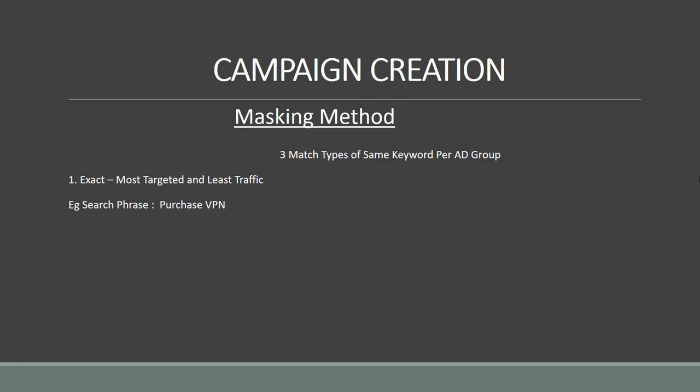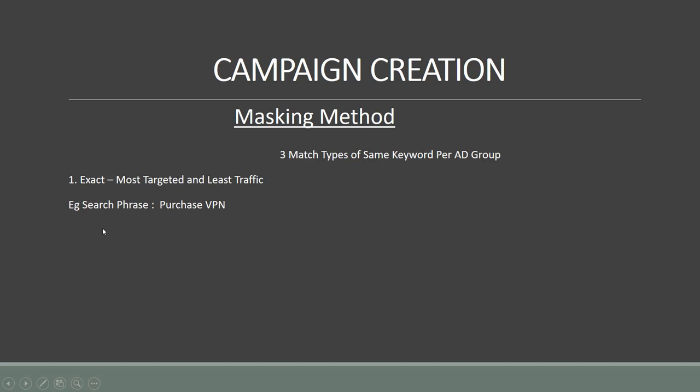Since we are going to target 3 match types of the same keyword per ad group, this is the way that we will be getting traffic when somebody is searching the search phrase. Let us say that we are targeting purchase VPN. As I already told you, we will be targeting 4 or 5 keywords, and I already discussed the match types before. Exact match will be the most targeted, but the traffic will be very less.